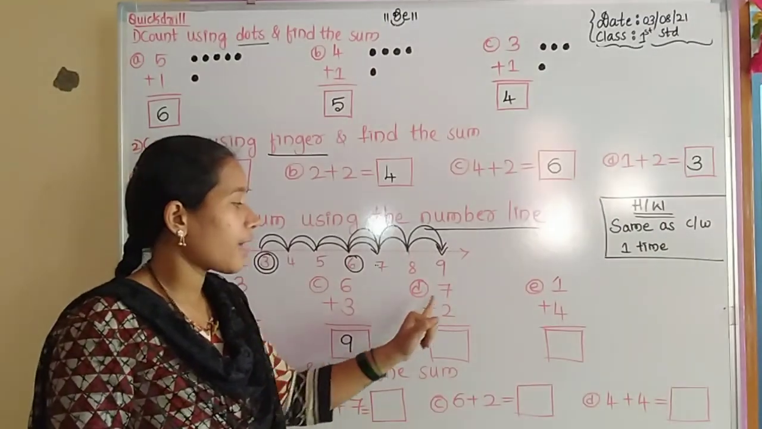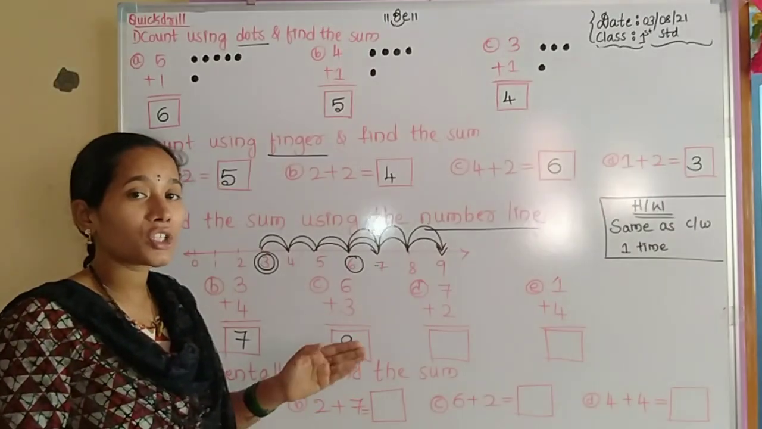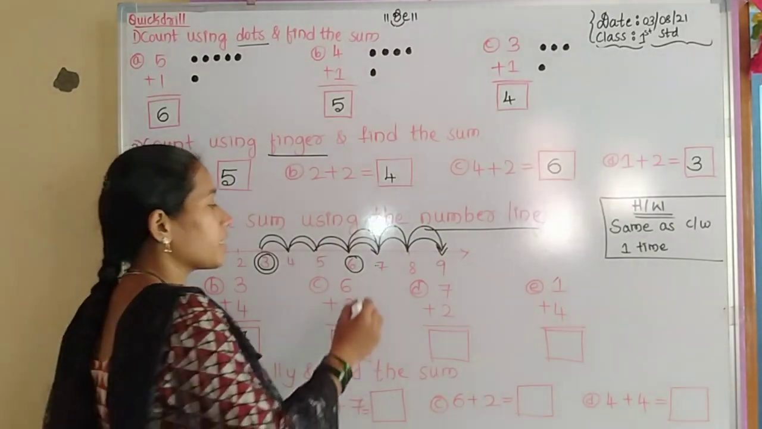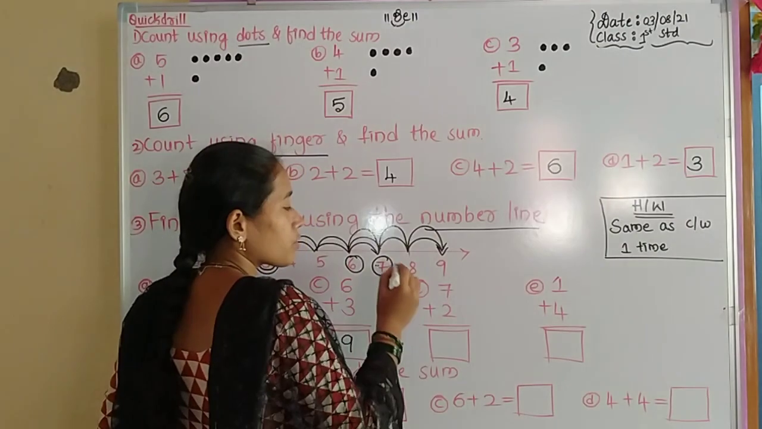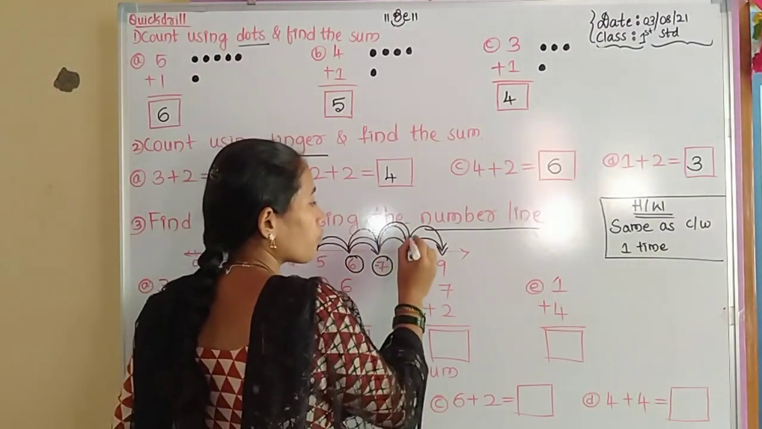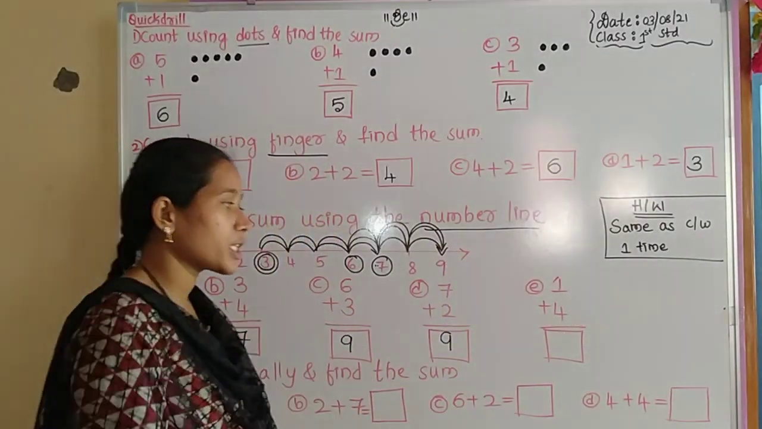Next one, D. 7 plus 2 is there. First represent the number. Which number on the number line? Is it 2 or 7? Very good, 7. Where is the 7? Here it is. So 2. How many steps do you have to count forward? Very good, 2 steps. 1, 2. What is the number here? 9. 7 plus 2 is equal to 9.